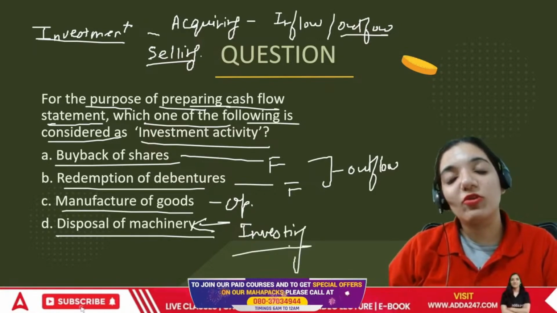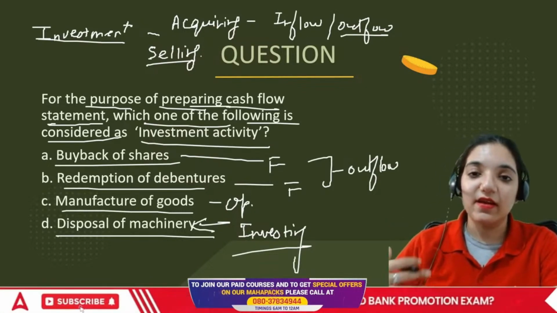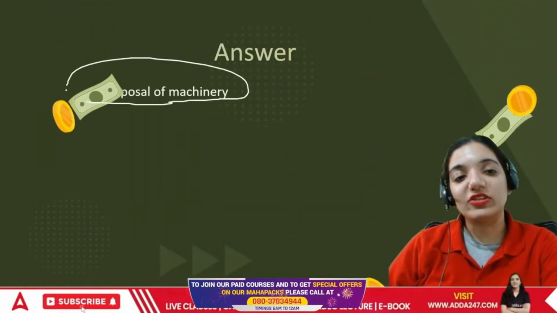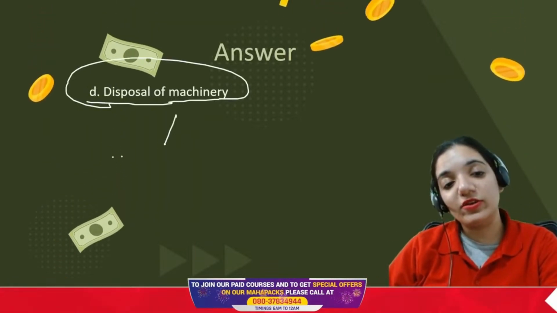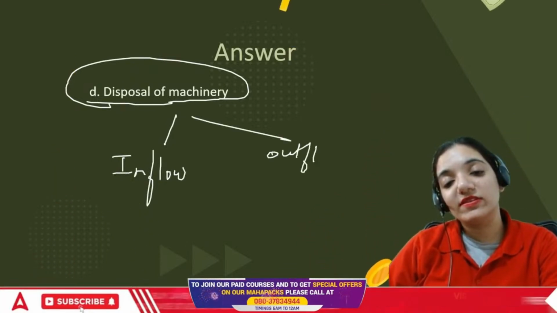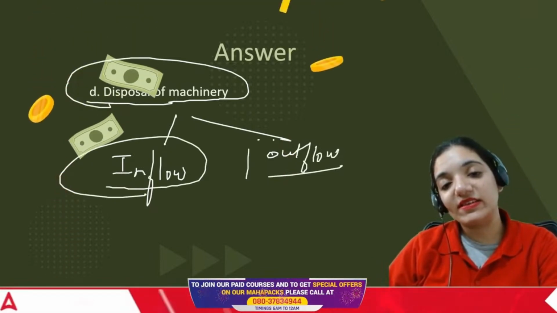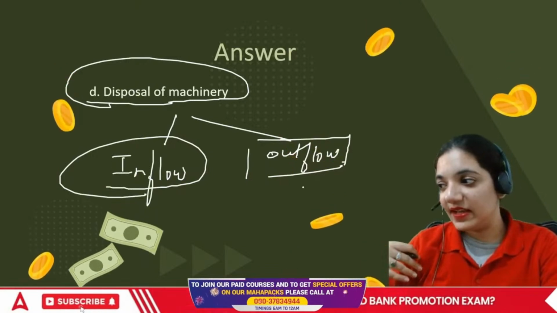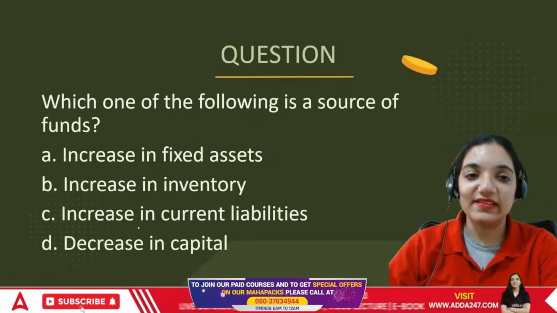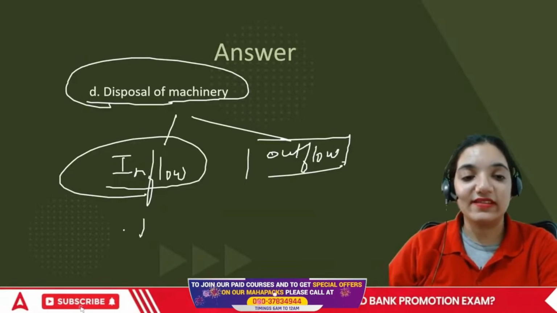So with every question, I'm going to let you know all the different points. Whenever you are dealing with such questions, be very clear about what we are going to do with them. That is disposal of machinery. If I dispose of a machinery, is it going to be an inflow or an outflow? See everyone, if I sell an asset now, I get money. If I buy an asset, it's an outflow because then I have to shell out money. In this case, I will get money. So the correct answer is disposal. Disposal is an inflow.